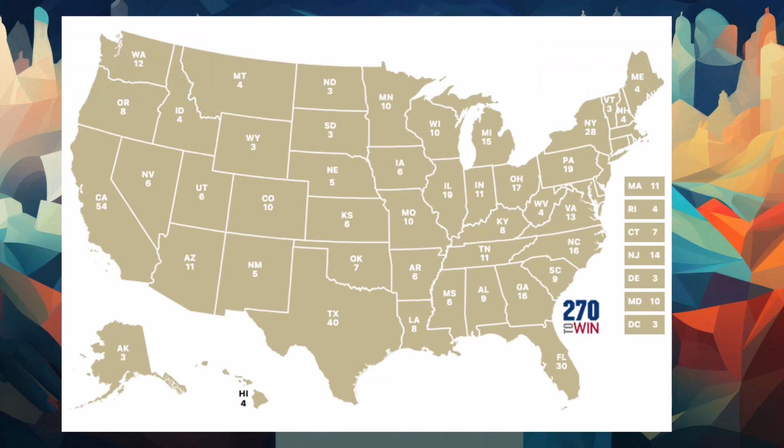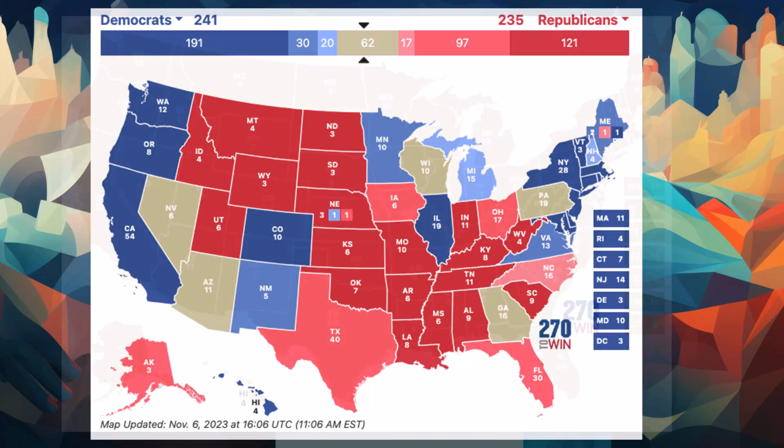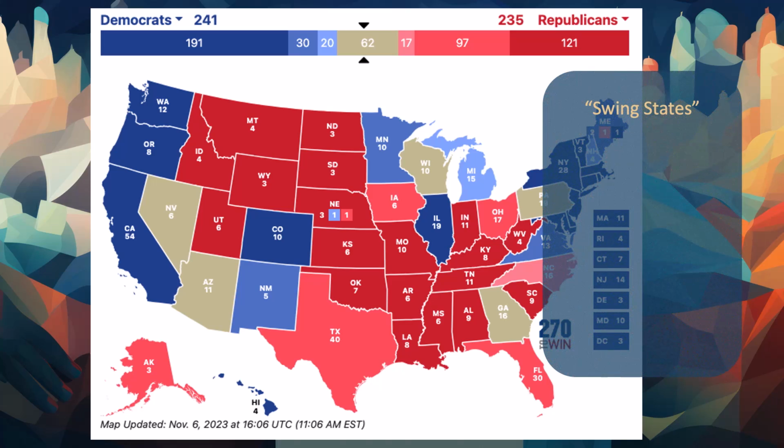The winner-take-all system used by most states creates a system where some states are generally considered reliably in the camp of one party or another, the red states and blue states as they're often described. But a handful of states are highly competitive, moving back and forth depending upon the election. Often these are referred to as swing states or battleground states, and in recent electoral cycles, these have generally included Arizona, Florida, Georgia, North Carolina, Ohio, Michigan, Pennsylvania, and Wisconsin.